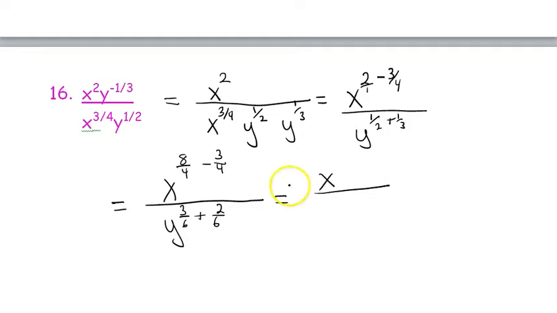And on top, I'm going to get 8/4 minus 3/4, so that's 5/4. On the bottom, I have y to the 3/6 plus 2/6 is 5/6. And there's nothing to move because nothing came out negative, and my x's and y's can't be combined. So that is the end of that.